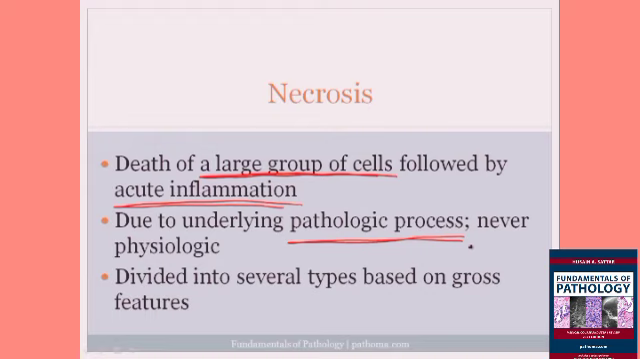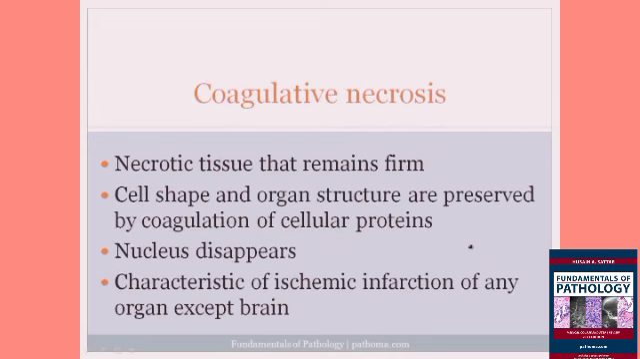And it can be divided into several types based on gross features. These are high yield. These questions often show up on examinations concerning the subtypes of necrosis, and so we're going to spend a good degree of time on the subtypes of necrosis. The first type of necrosis is called coagulative necrosis.